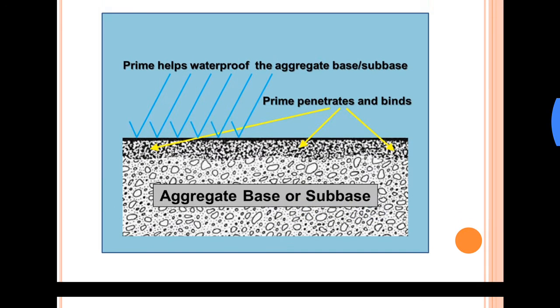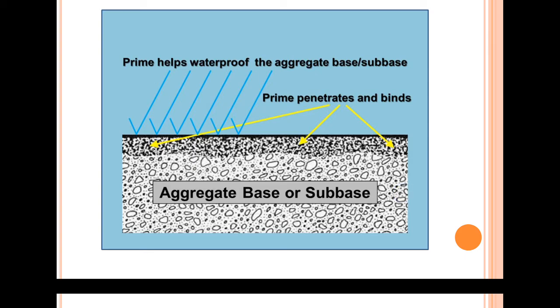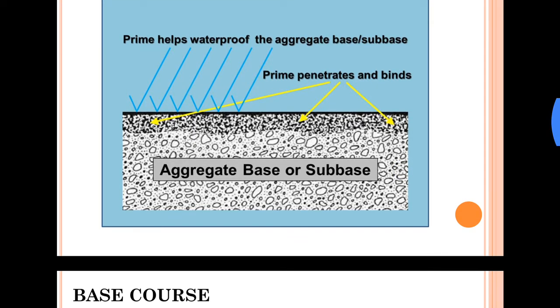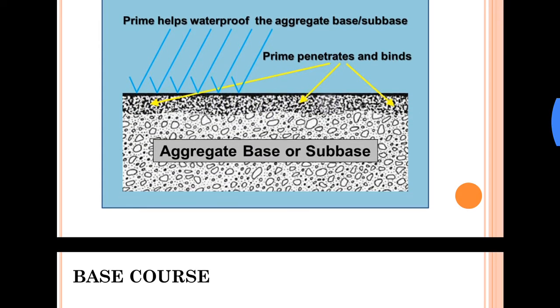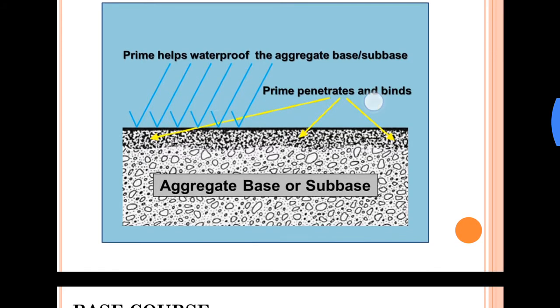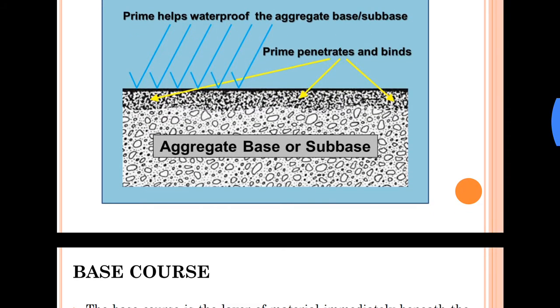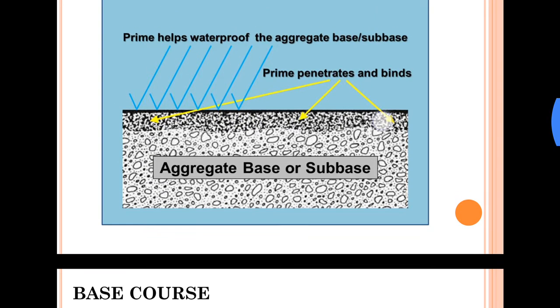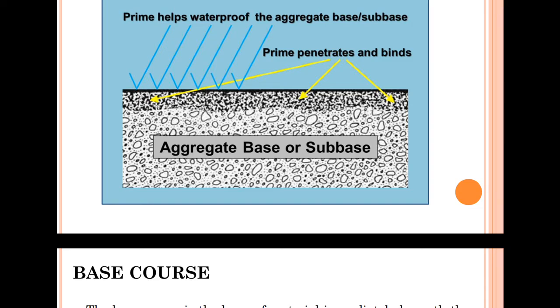Okay, as you can see here, this is the aggregate base or subbase course. What we do is we apply the bitumen over here. The bitumen will penetrate up to some depth and plug in all the voids in this area so that we can now place a binder course on top of this with no loss of bitumen. Bitumen will not later on flow to the lower layers, so there would be no loss of bitumen in that layer. Okay.